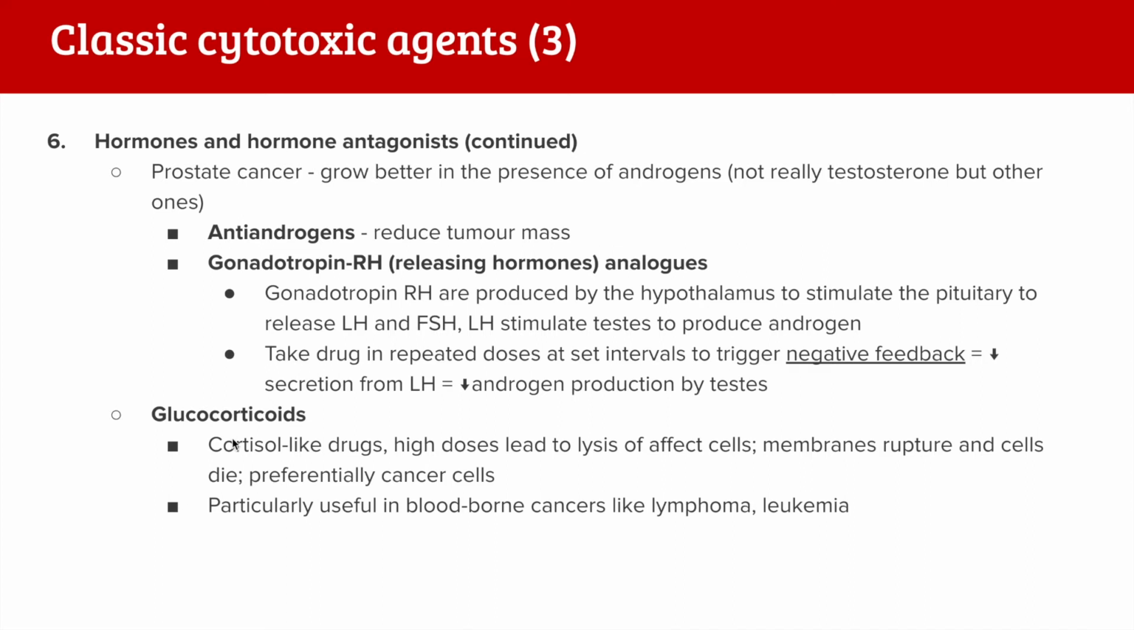And then there are also glucocorticoids. They're cortisol-like drugs, and high doses of them can lead to lysis of affected cells. We cause the membranes to rupture and the cells to die, and apparently they preferentially target cancer cells. They're useful in bloodborne cancers like lymphoma or leukemia.